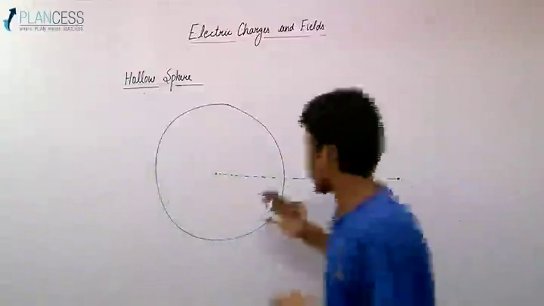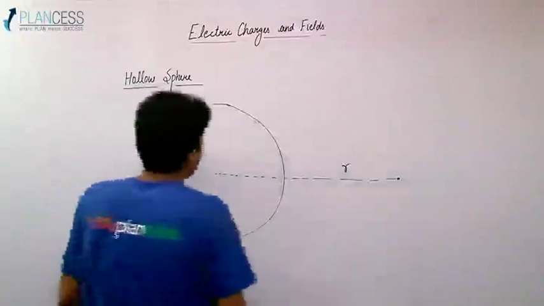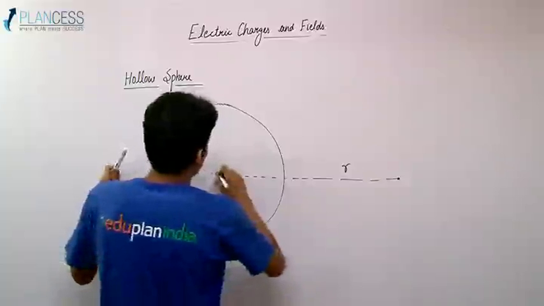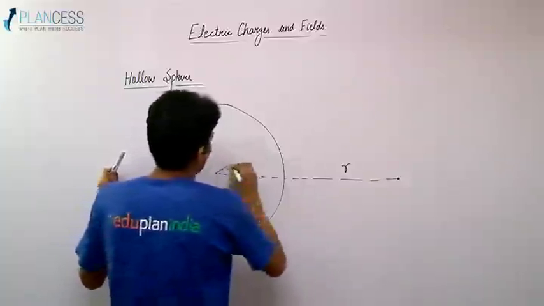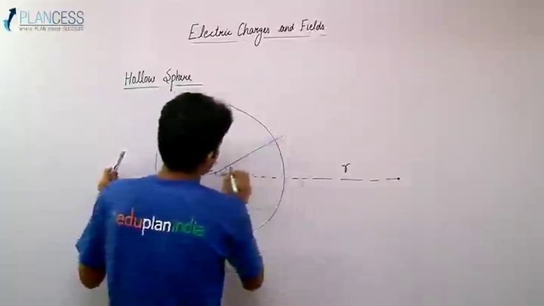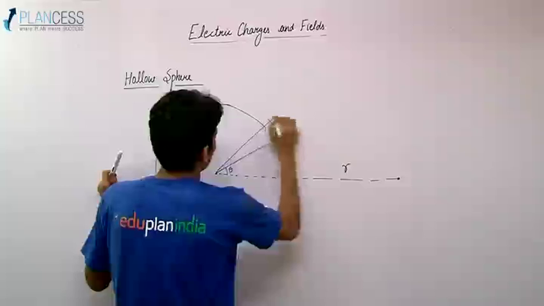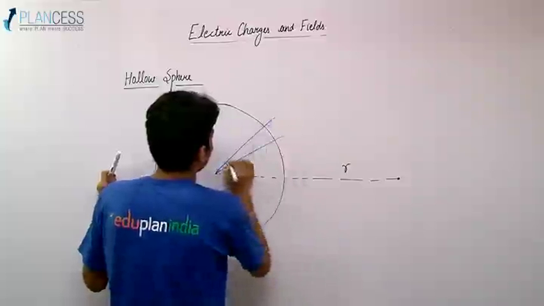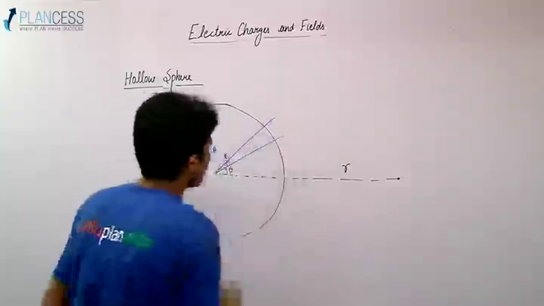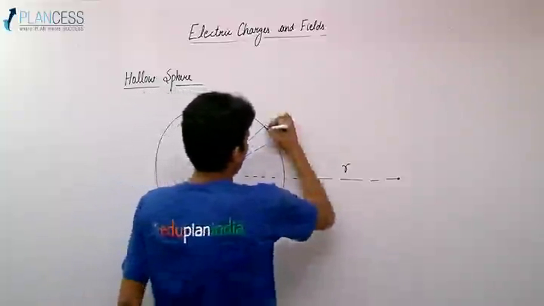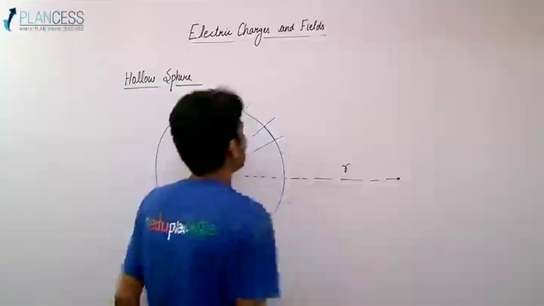ring. So what I take as an element is, I consider an angle theta and an element d theta. I made this d theta quite big so that you will see it clearly.